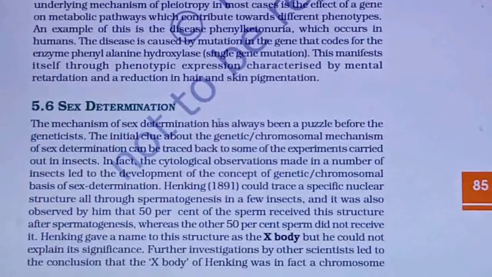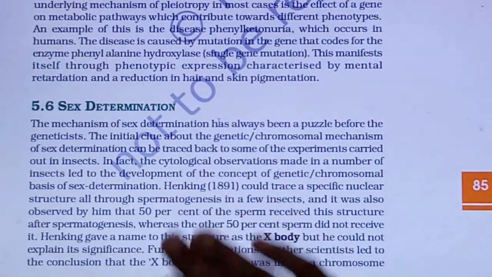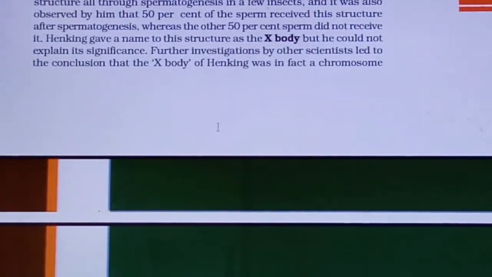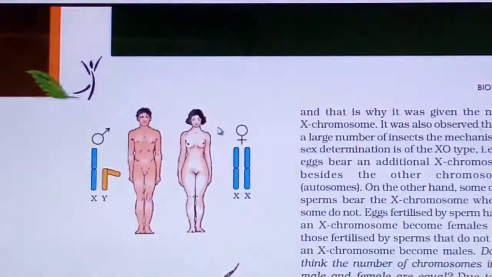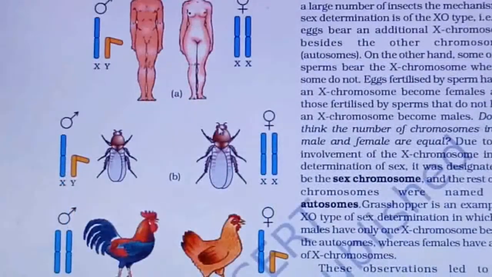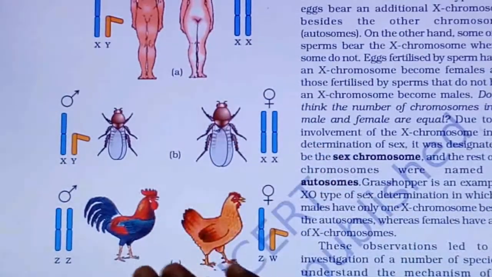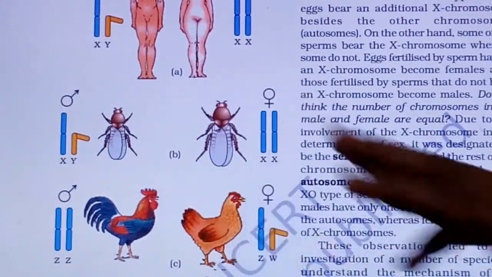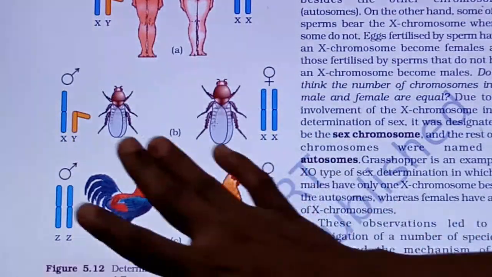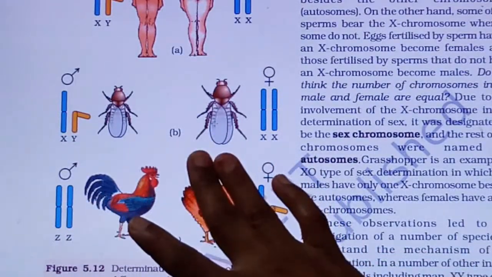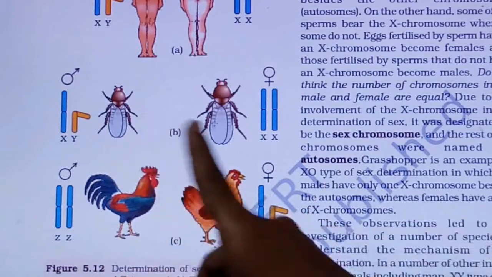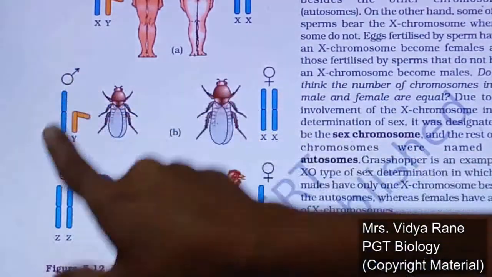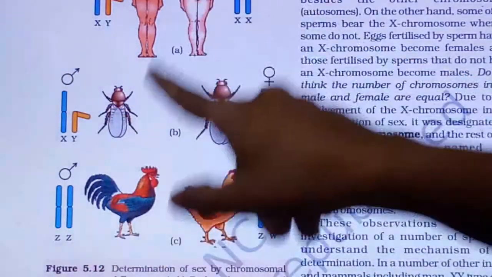Next point is sex determination, page number 85. Sex determination in human beings will be asked for 2 or 3 marks. But if it is asked in insects or in birds, then it is asked for 2 marks, right? In that you have to explain which type of sex chromosome pattern is there. In insects it is an XY XX type. Female it is XX and male it is XY, the same as in humans.